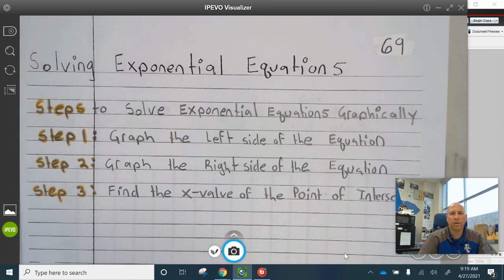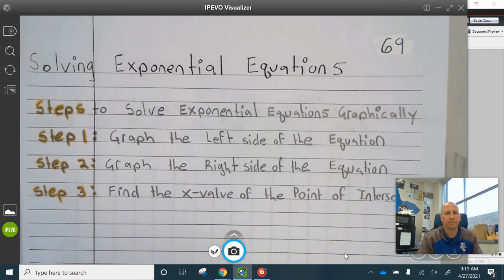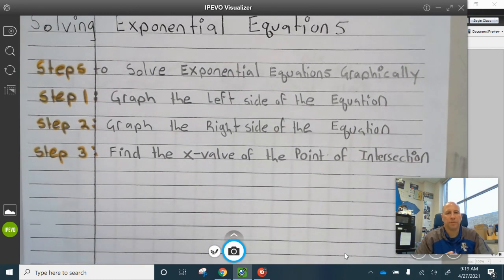Okay, well, today we're at journal page 69, solving exponential equations. Steps to solve exponential equations graphically. Step 1, graph the left side of the equation. Step 2, graph the right side of the equation. Step 3, find the x value of the point of intersection.